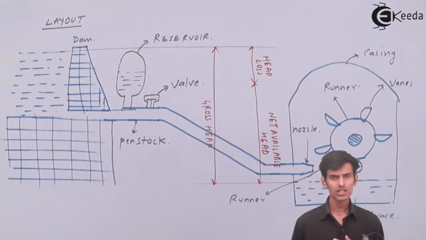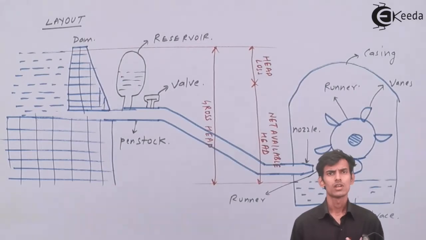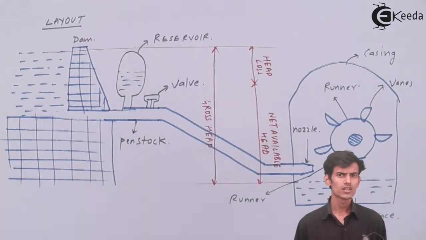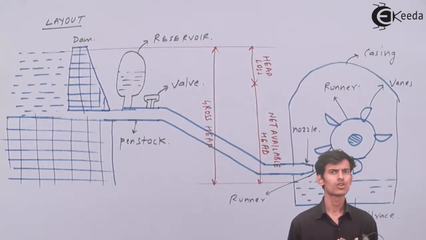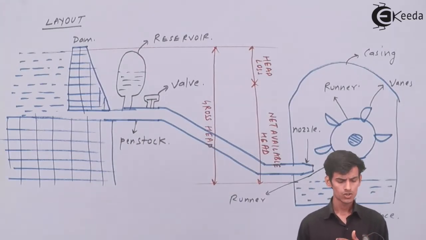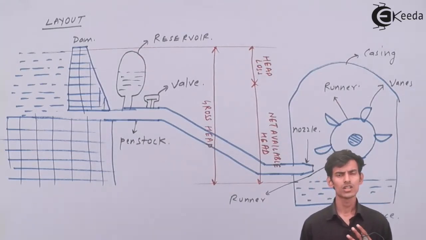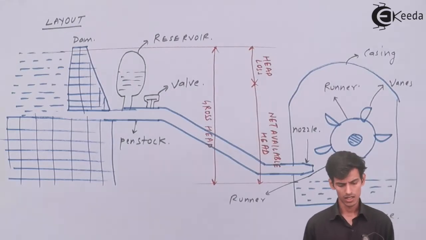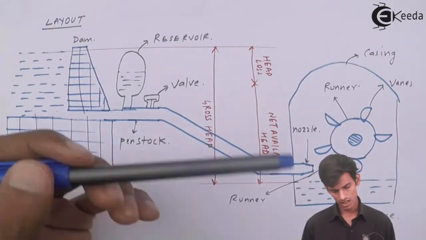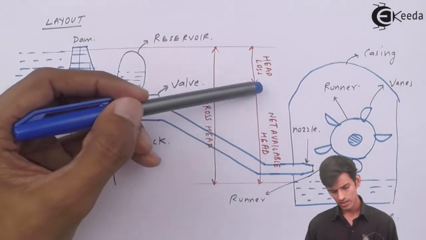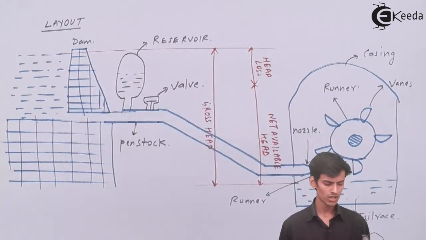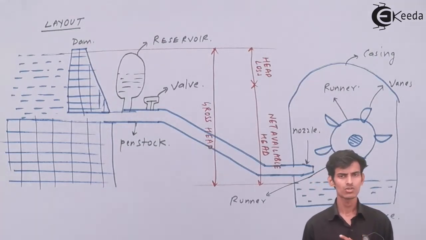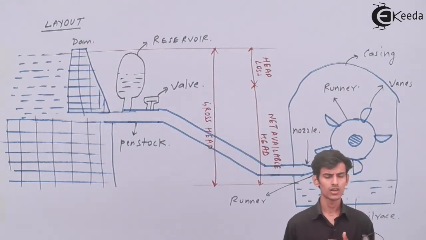Now, the gross head is not the head that is available for power generation. We all know that there are losses in turbines and losses in pipes. When the water flows through the penstock, there are different types of losses. We've already seen that, the friction loss and the other minor losses also. These losses reduce the net available head. So as you can see in that naming, I have shown the net available head as a little reduced compared to the gross head. So there are head losses, and the available head becomes a little less than the gross head.